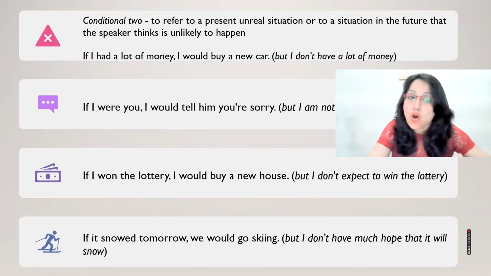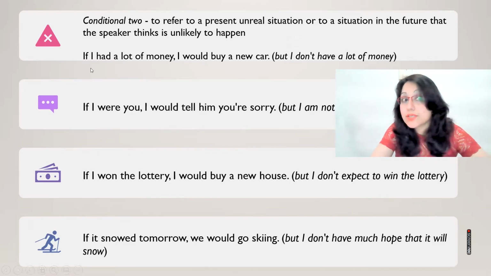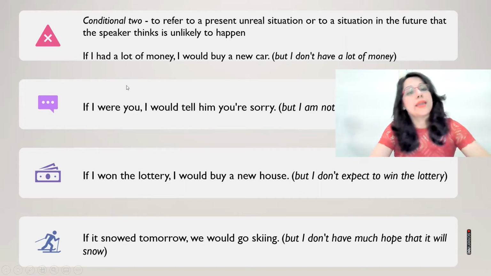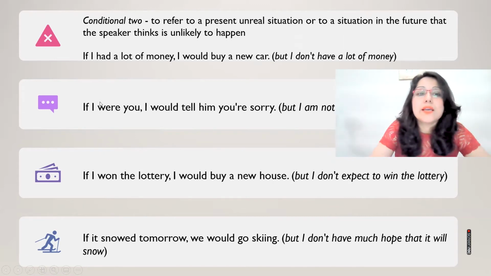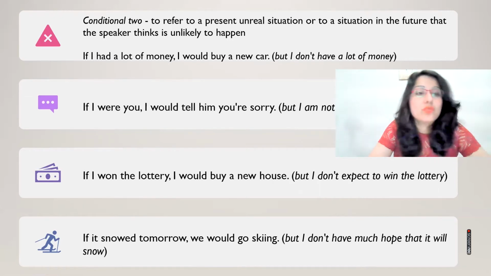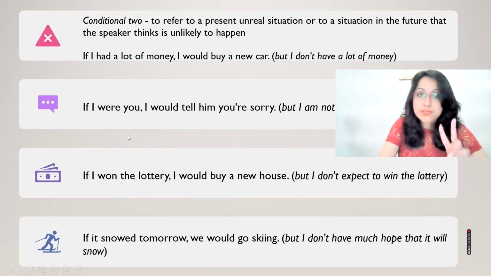Again, don't forget in all your conditionals, like I said, if you start your sentence with if, you place a comma. But if you start your sentence with your main clause, we do not place a comma. Second thing that I mentioned and I want you to remember is when you're using I, he, she, it, instead of was, use were to be always correct. Okay, so that was your second conditional.